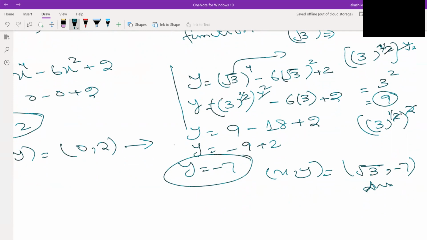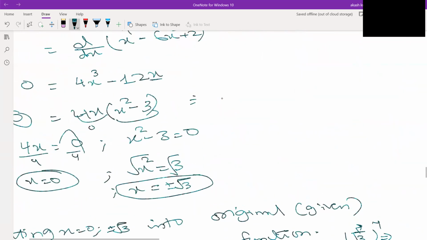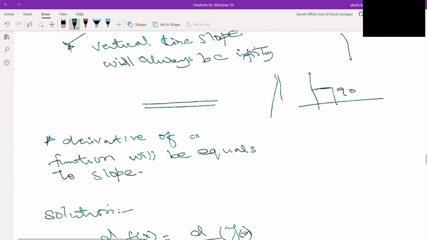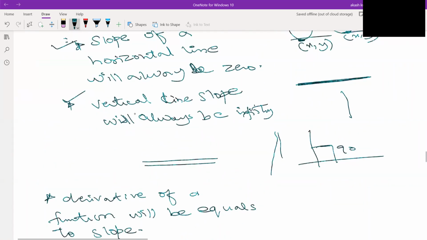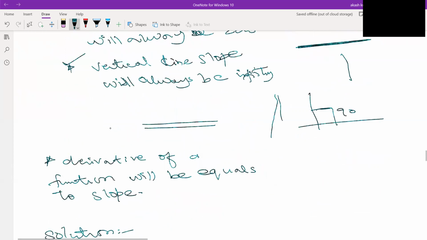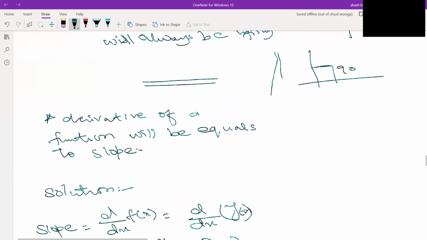Understood. The question that was asking us about the 3 points, these 3 points are really important to remember. You just keep these 3 points in your head.